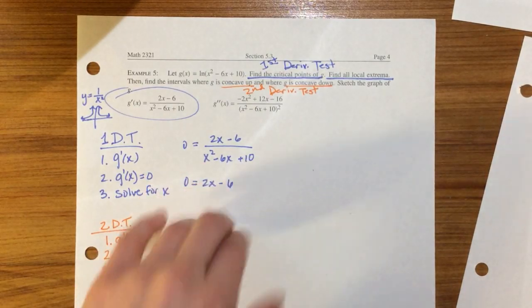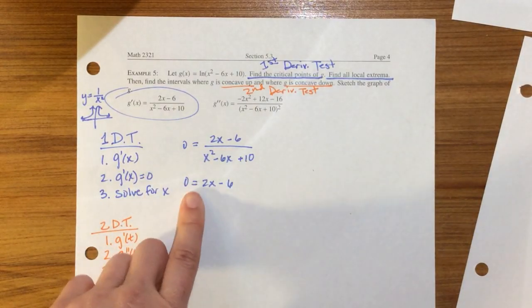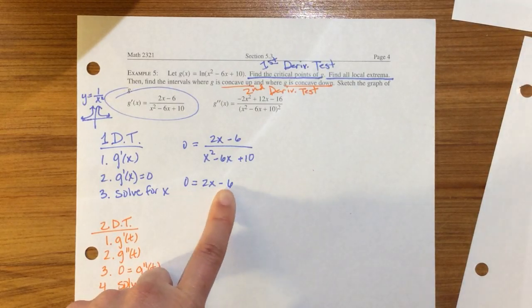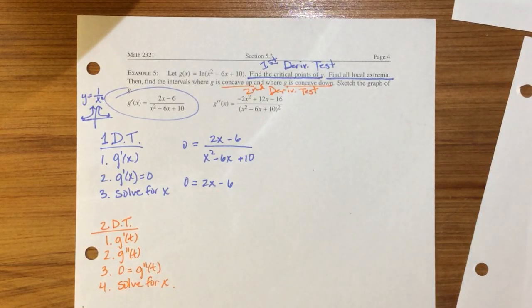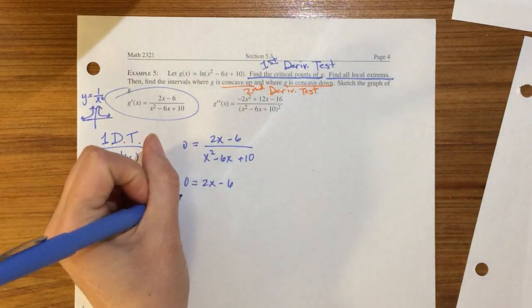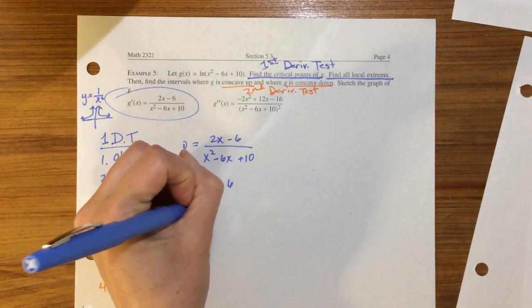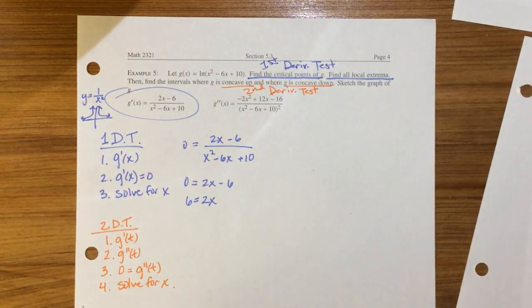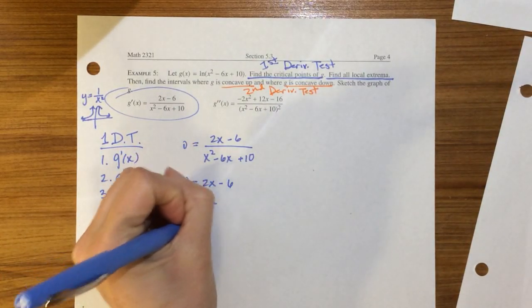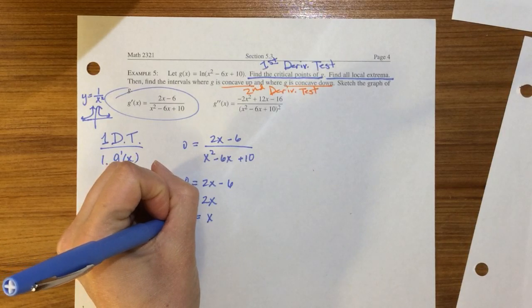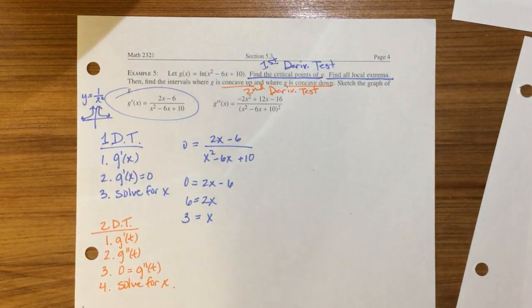All right, so back to the problem at hand. So we've got 0 equals 2x minus 6. Now I've caught up with myself. So we're going to add the 6 over. So 6 equals 2x. Divide by 2 so that we get x equals 3.